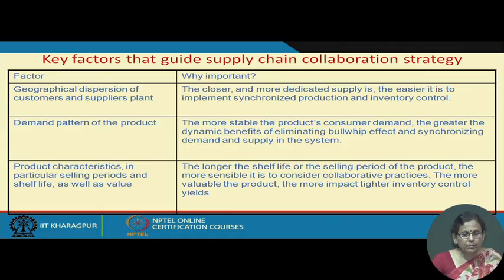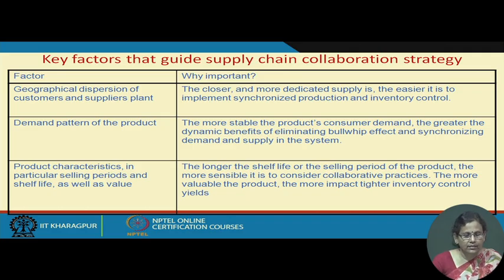So, this is the geographical dispersion of the customer and the supplier's plant; they have to be physically located as close as possible. The closer and more dedicated the supply is, the easier it is to implement synchronized production and inventory control. Then the demand pattern of the product is also important. The more stable the product's consumer demand, the greater the dynamic effect of eliminating the bullwhip effect and synchronizing demand and supply in the system.